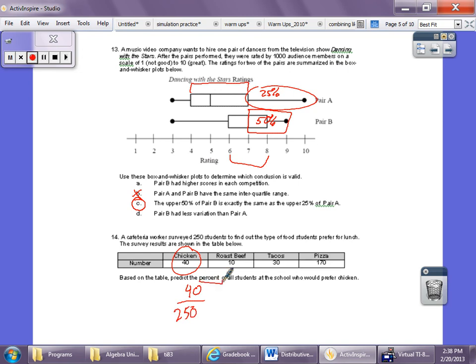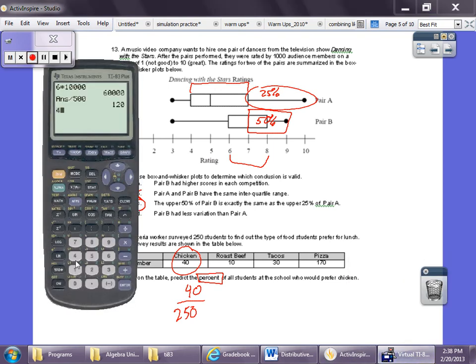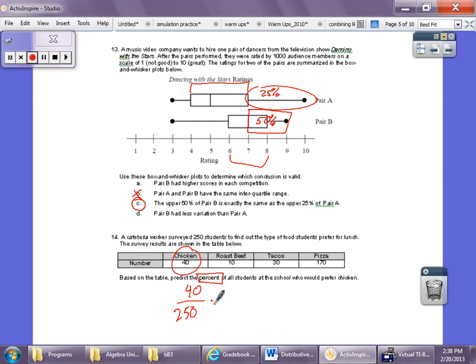So it's asking us for the percent. Well, 40 out of 250 will give us, simply just divide these two. So 40 divided by 250 is 0.16. Well, that's 16%.